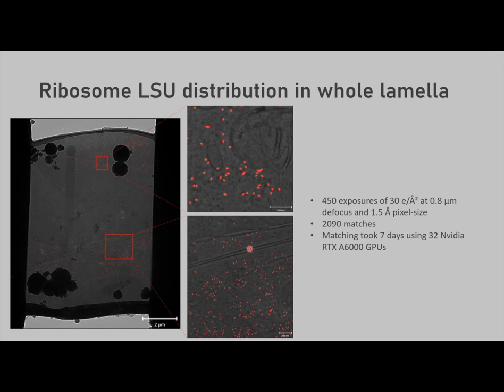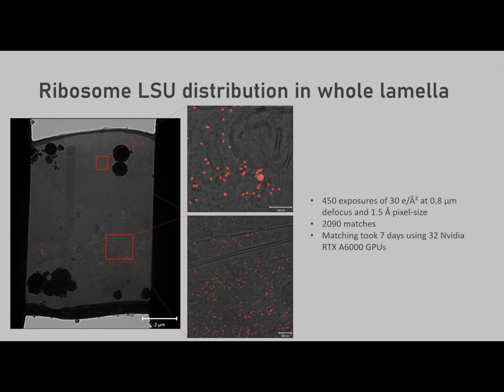One thing, a bit of a caveat, this is still computationally very, very expensive. This is a huge image, more than a billion pixels, and we have to calculate cross correlations everywhere. So for this lamella, just the matching took 7 days on 32 current generation GPUs, but it is feasible and we think it will get faster.